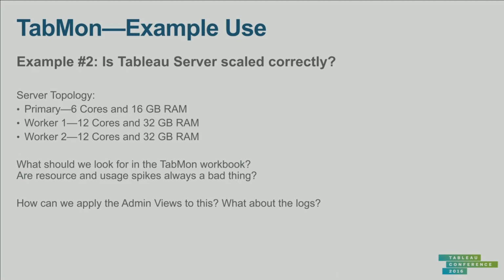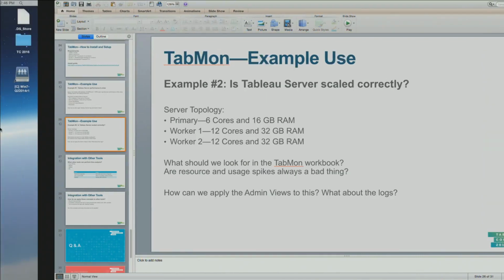What we're going to look for are spikes and usage: how many users have hit this, how many workbooks are loaded. We should be able to get a good idea as to whether or not we're scaled the way we think we should be scaled. So with that, let's jump into our first example.